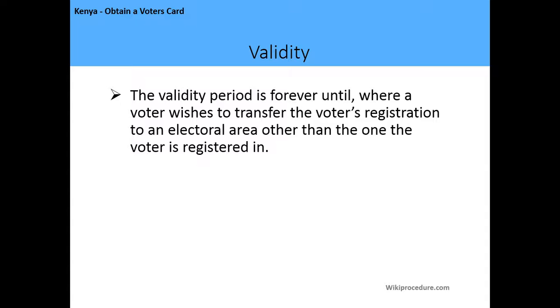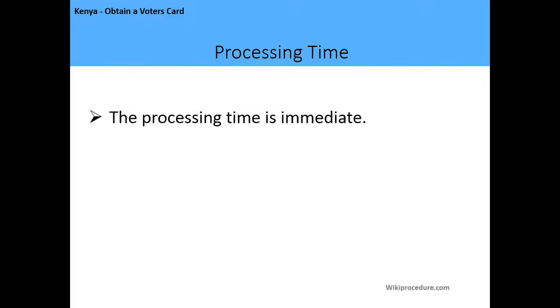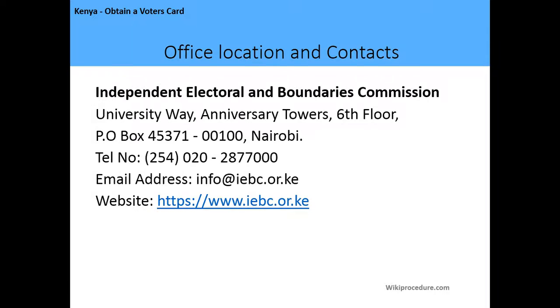The validity period is forever, until a voter wishes to transfer the voter's registration to an electoral area other than the one the voter is registered in. For example, if you want to change from one constituency to another, the validity period of the vote for one constituency will cease to exist and you will be given another voter's card. The processing time is immediate.